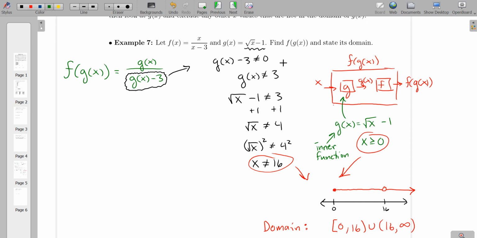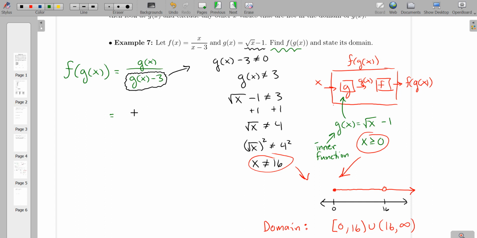And we haven't even found and simplified f of g of x yet. We just plugged g in. So if ever you're just simply asked to find the domain, you can really just go this far and that's it. But they did want us to find a simplified version of f of g of x. So then I'll just go ahead and press on here.